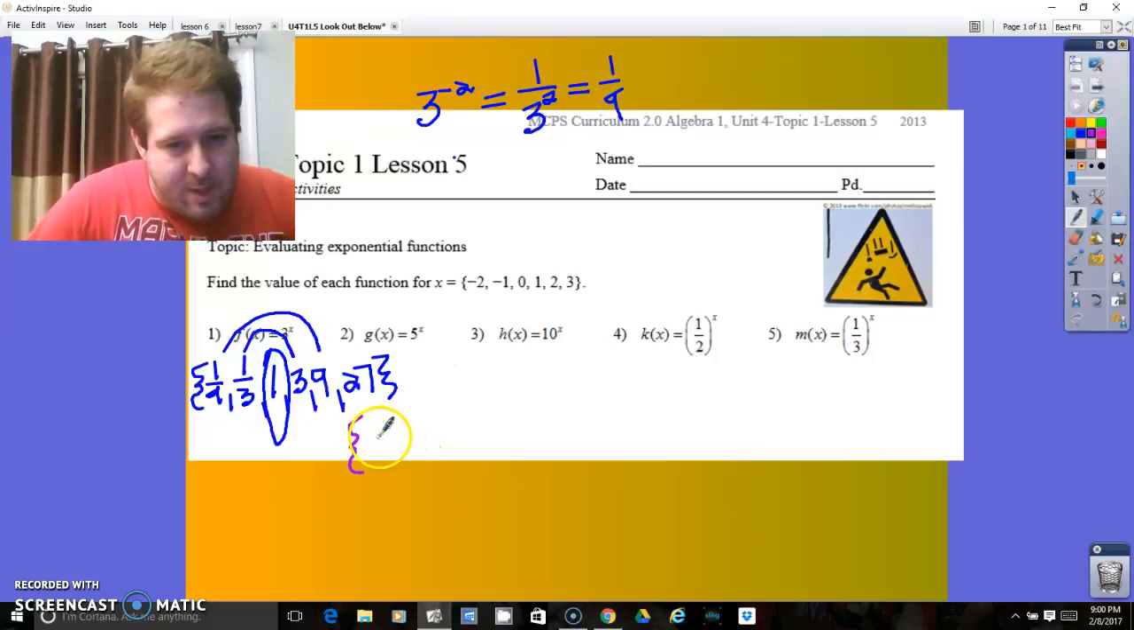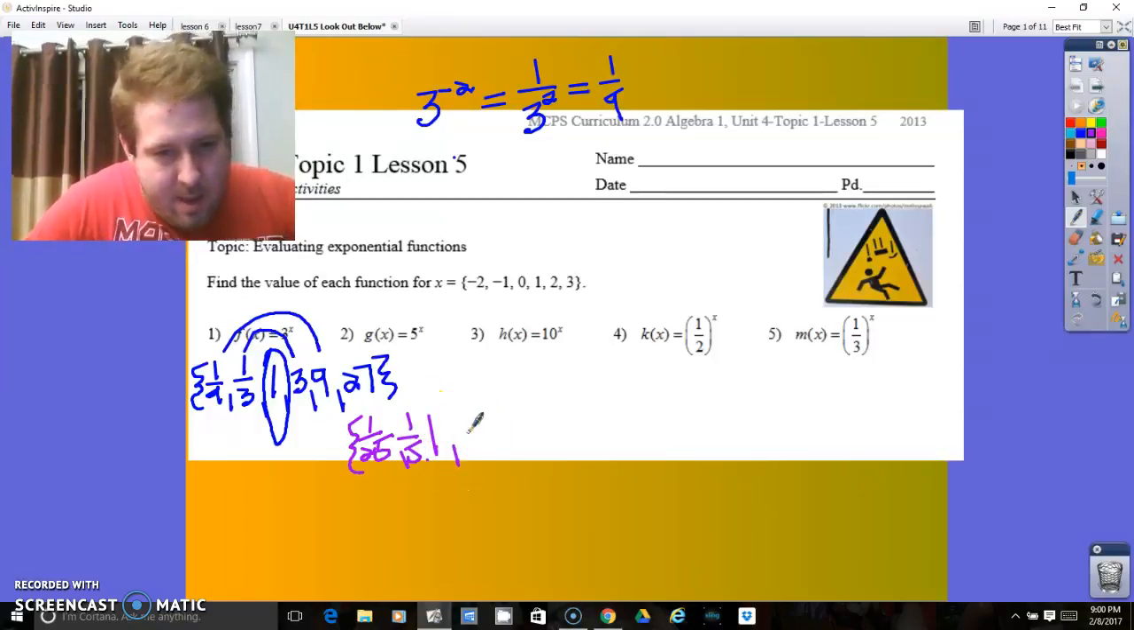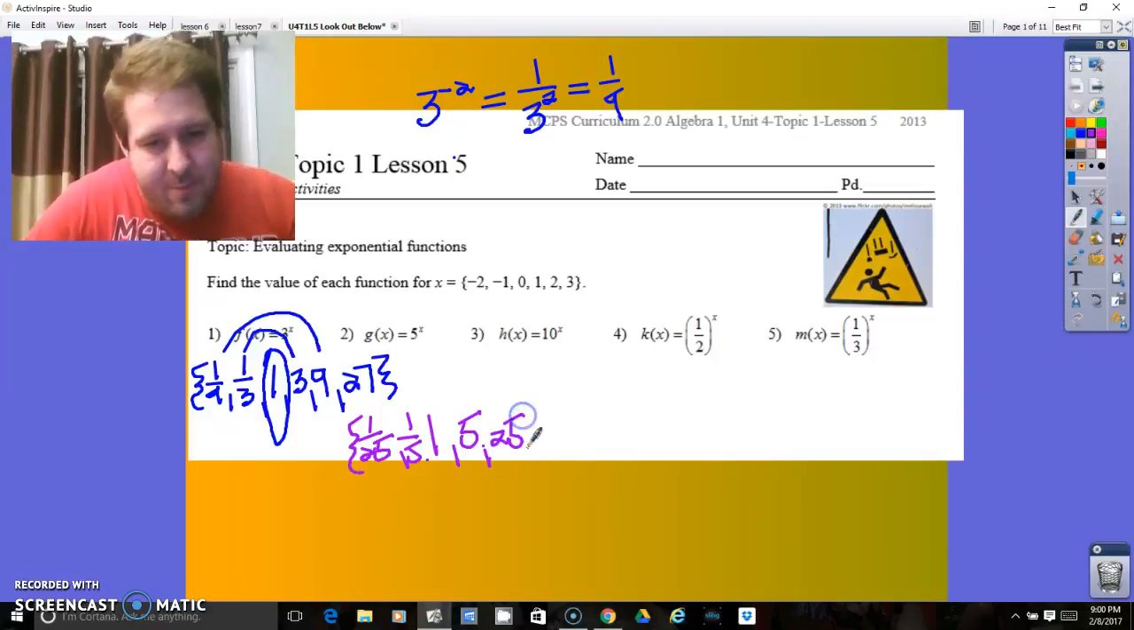So 5 to the x. So that's going to be 1 over 25, then 1 fifth, and then 1, and then times 5 would be 5. Times 5 again would be 25. Times 5 again would be 125.